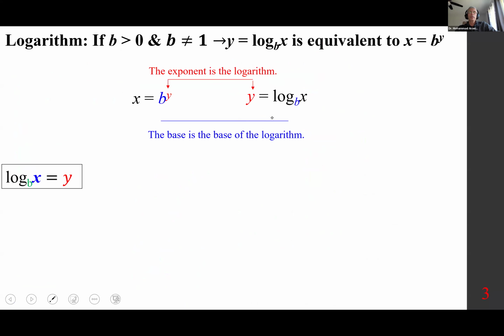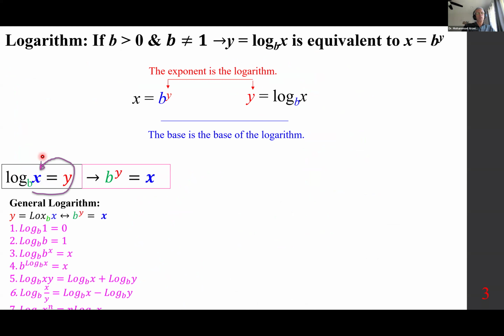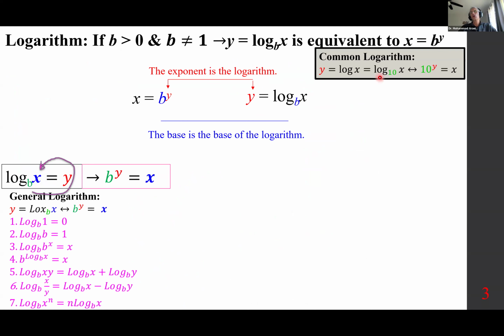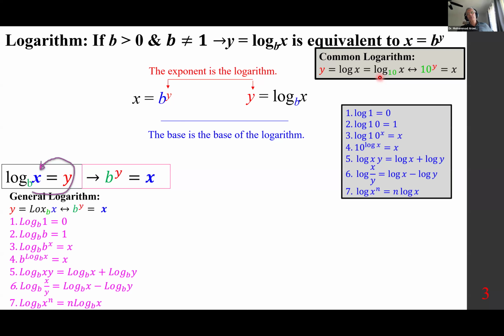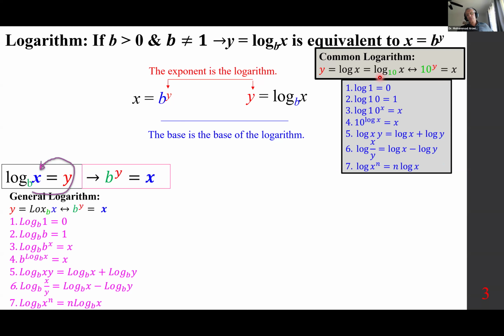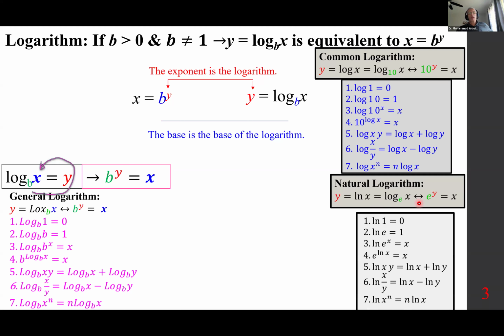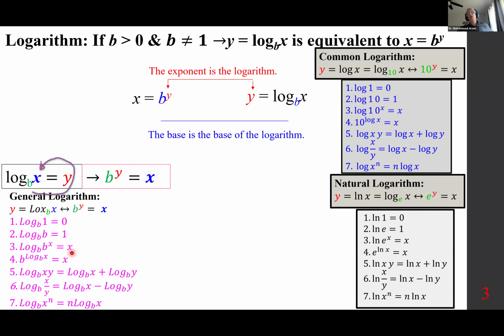Also, we have logs and the definition of a log, which means the following. Log x base b equals y, follow the arrow, you get b to the power of y equals x, which results in the following properties. Most of them come from the definition. And we can extend that to the common log when the base is 10, or to the natural log when the base is e. And all of them are the same. This is the general case, everybody.